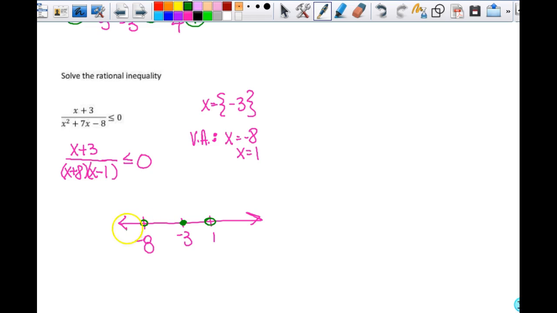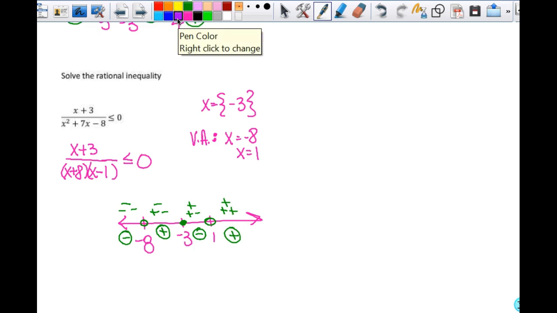So I'm going to start with a number. Let's use like -9. So -9 in the numerator gives me negative. -9 here and here is negative and negative. Overall, that's negative. Substitute in a -4. It's going to give me negative, positive, negative. So overall, that's positive. Between -3 and 1, I can substitute in a 0. So this is going to be positive, positive, negative. And then if I substitute in 2, I'm going to get positive, positive, positive. I want this to be less than or equal to 0, so again, it's my negatives, so I'm shading those.